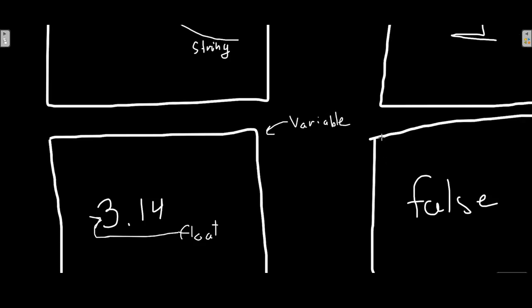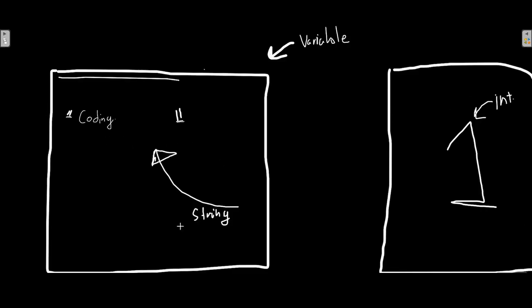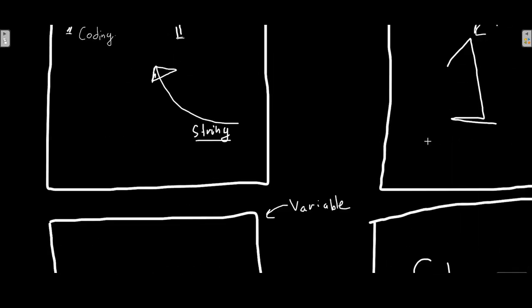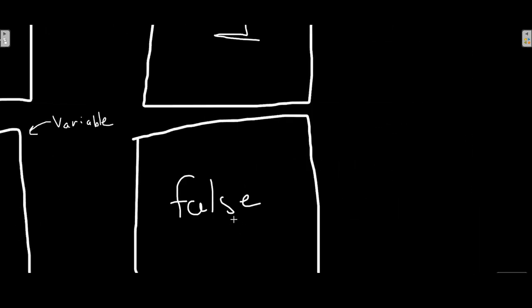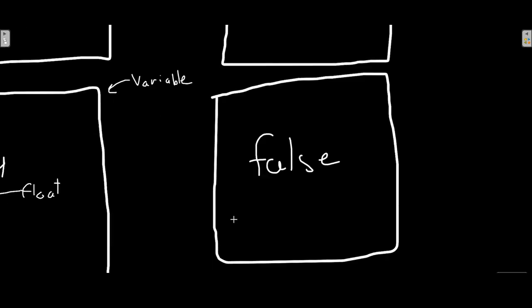Okay, makes sense, right? So we know that you can have a string inside these boxes, an integer inside of one of these boxes, or a simple float inside. Well, we have one more thing we need to learn, and that is the false statement. False or true, in fact. So let's break it down. The box that's being held in is called a variable.